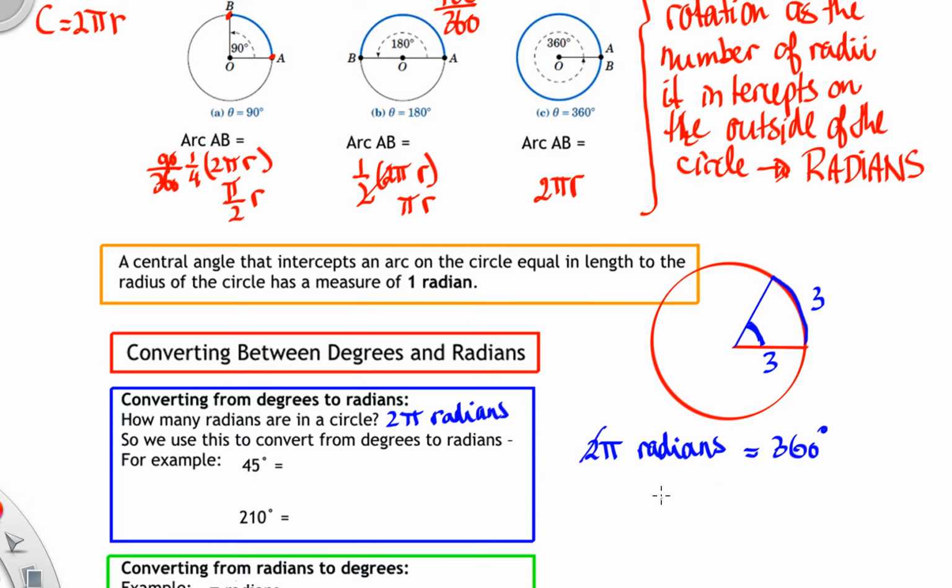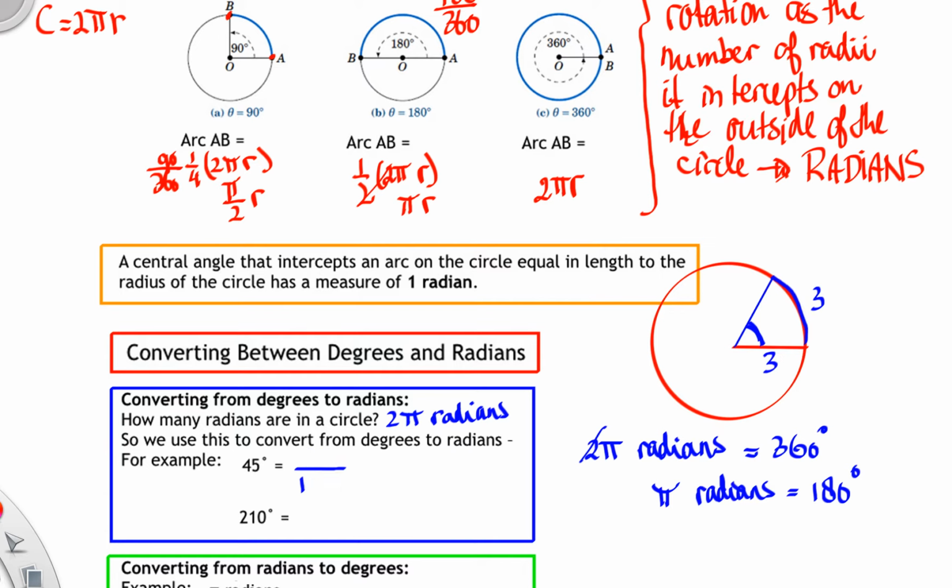Let's divide by 2 here. So pi radians is exactly 180 degrees. And this is what we're going to use to convert stuff. So if I have degrees, here 45, and I'm going to convert to radians, then I need to somehow use this 180 and this pi. So if you want to cancel the degrees, the 180 goes over here, and pi goes over there.